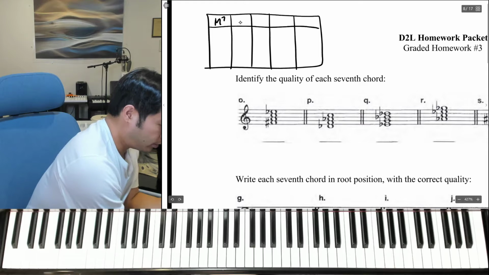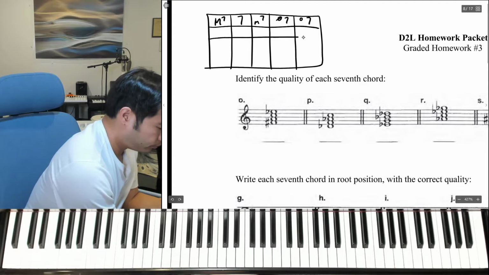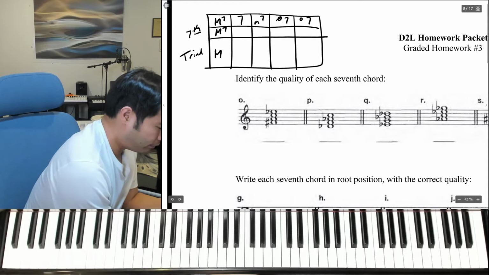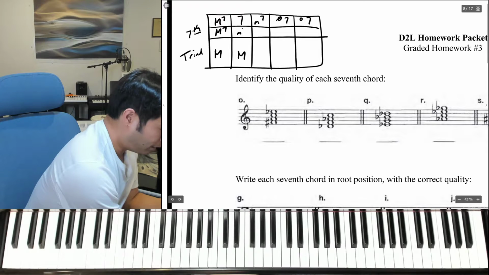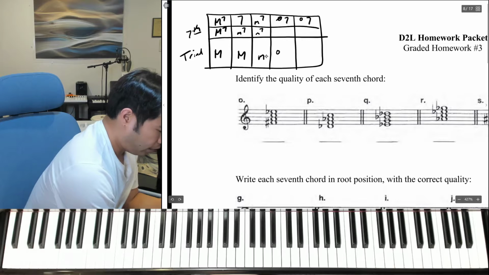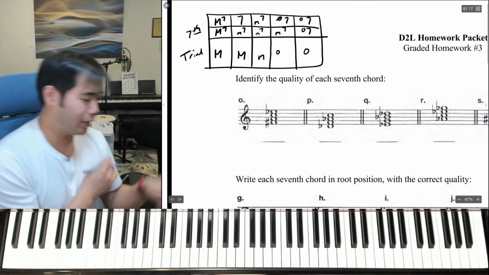So we have a major 7th, a 7th, a minor 7th, half diminished 7, fully diminished 7, and then we have the 7th and we have the triad. A major 7th is going to be a major triad, major 7th. A 7th is going to be a major triad, minor 7th. A minor 7th is going to be a minor triad, minor 7th. Half diminished is going to be a diminished triad and a minor 7th, and a fully diminished 7th is going to be a diminished triad, diminished 7th. So that's our little chart.